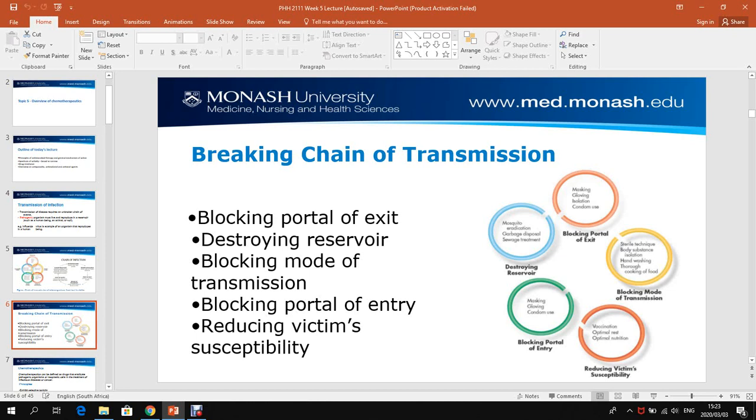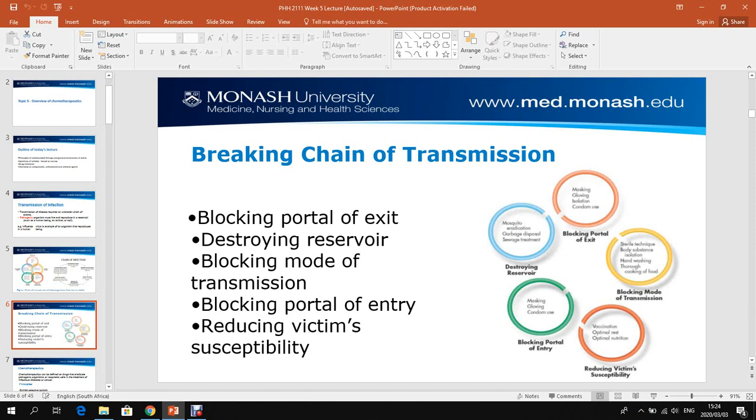The last method is by reducing the victim's susceptibility. Okay, so reducing the victim's susceptibility can be done, for example, by vaccination. There are immune vaccinations, especially those given for under 5 children, vaccination against viral diseases such as rubella, polio, and such diseases.